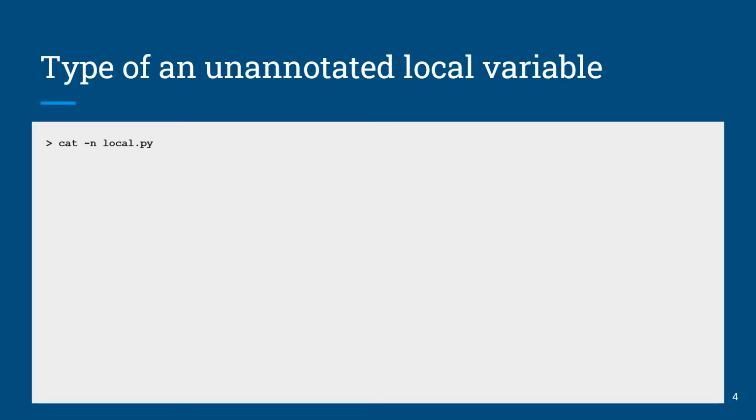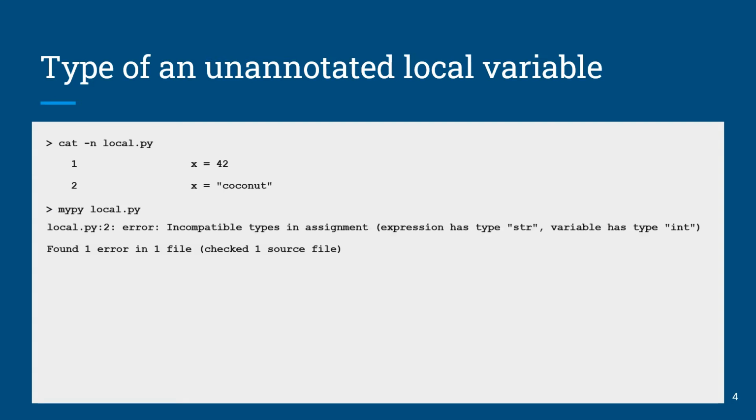Let's start by looking at the type of an unannotated local variable. We reassign x to another type. MyPy flagged this as an error. PyType, however, allows this and infers x to be type string afterward.